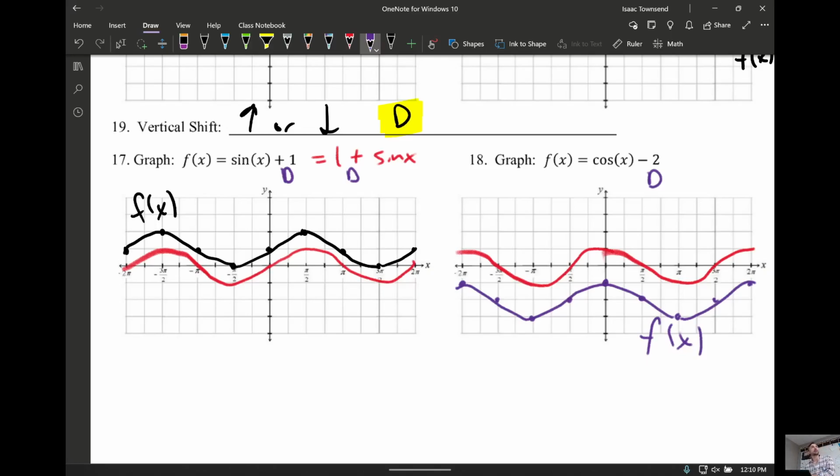So we shift up, down, left, right. We change the frequency, which we just call period, and we change the wave heights, which we call amplitude. Those are all of the transformation changes we'll have to practice.